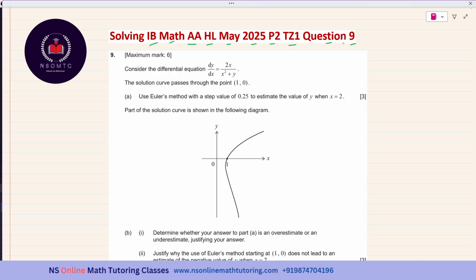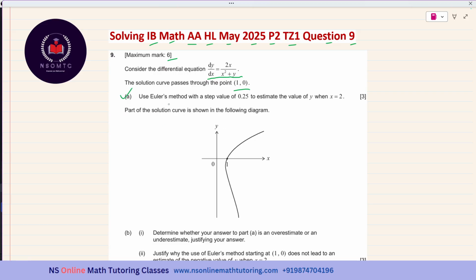So without any further delay, let us start to solve this question number 9. The maximum mark is 6. Consider the differential equation dy by dx equals 2x over x squared plus y. The solution curve passes through the point (1, 0).